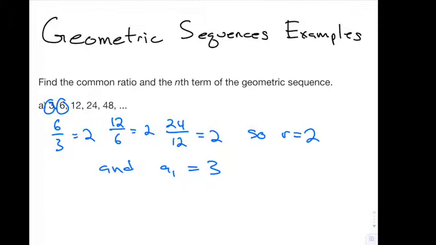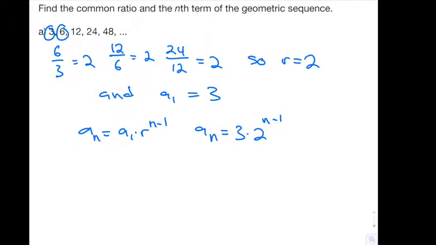Now recall our formula, which was a sub n equals a1 times r to the n minus 1. So altogether, I think we have a sub n equals 3 times 2 to the n minus 1. Now let's just confirm this. Let's write out our first couple terms just to make sure that we get the same sequence of numbers.